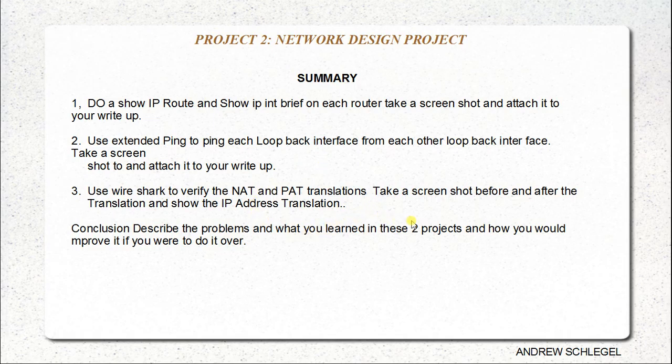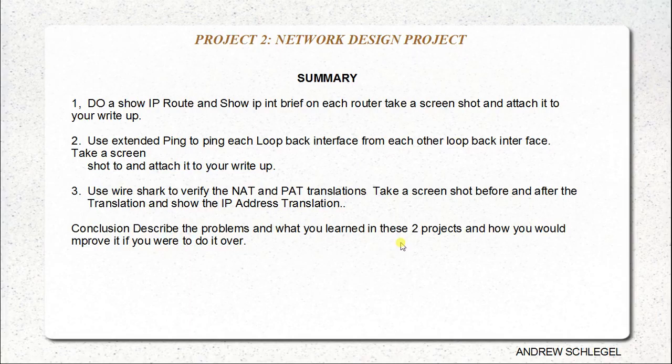Use Wireshark to verify NAT and PAT translations. That's pretty straightforward. It's already included in GNS3. You just open it up on the interface. We use that plenty in CS332. If you're not familiar with it, I'll pull up one of the videos from 230 and put that up to show you how to use Wireshark. And again, take a screenshot before and after the translation, show the IP address translation, and then do your conclusion. Describe the problems, what you learned in these two projects, and how you would improve it if you were to do it over.